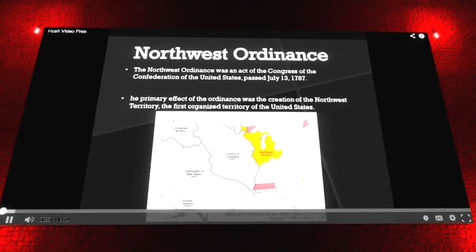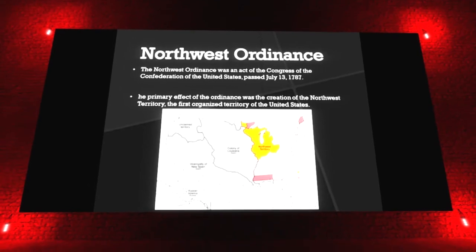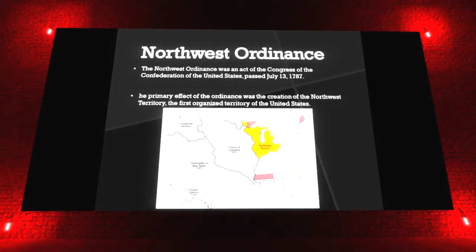The Northwest Ordinance was an act passed by Congress in 1787. Its primary effect was to create the Northwest Territory, which was the first organized territory of the United States. This helped lead to the Civil War due to the fact that people fought over whether the Northwest Territory would be slave or free.